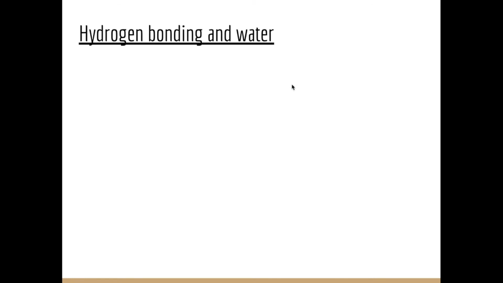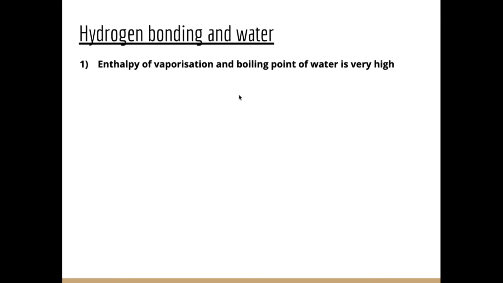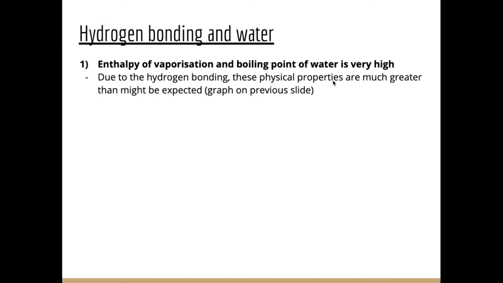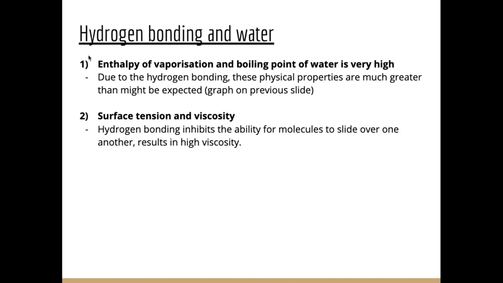So let's just look at this hydrogen bonding in water because it gives water some unique characteristics that are really important for a whole number of things, not the least of which is all of life on Earth. Enthalpy of vaporization and boiling point of water is very high, as we just saw. Due to the hydrogen bonding, these physical properties are much greater than might be expected, as we just saw in that graph in the previous slide. We also see a large surface tension and viscosity that results because of this hydrogen bonding.